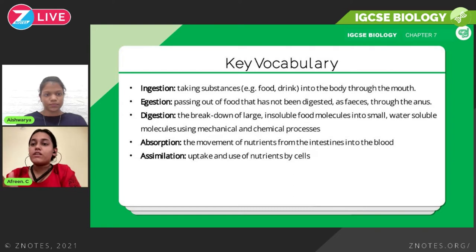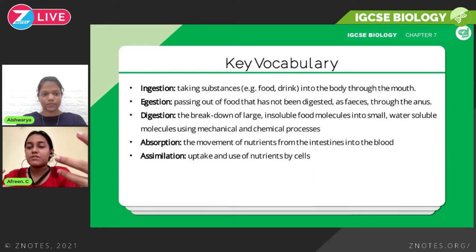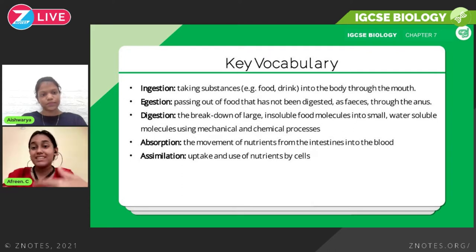Okay, so first of all, there's key vocabulary. You need to memorize this stuff. There's no way to get around it, but memorizing becomes easier when you understand what's happening. So ingestion is basically food and drink going into the body through the mouth. In simple terms, it's eating. Eating is called ingestion. Then there's egestion. Egestion is passing out of food that has not been digested as feces through the anus. So what comes in must go out.